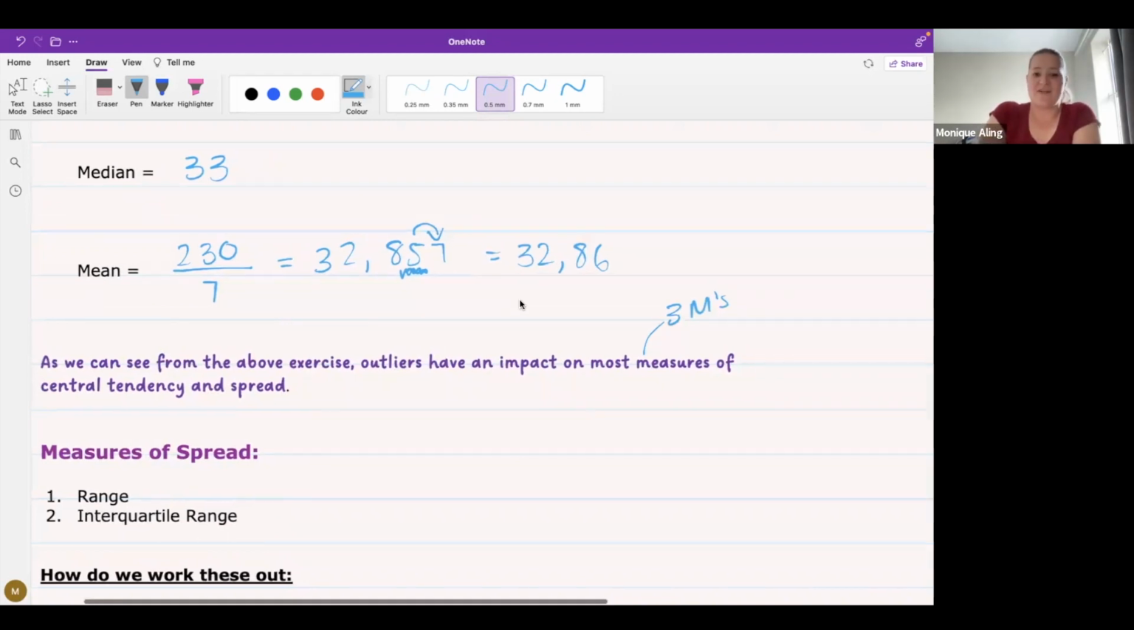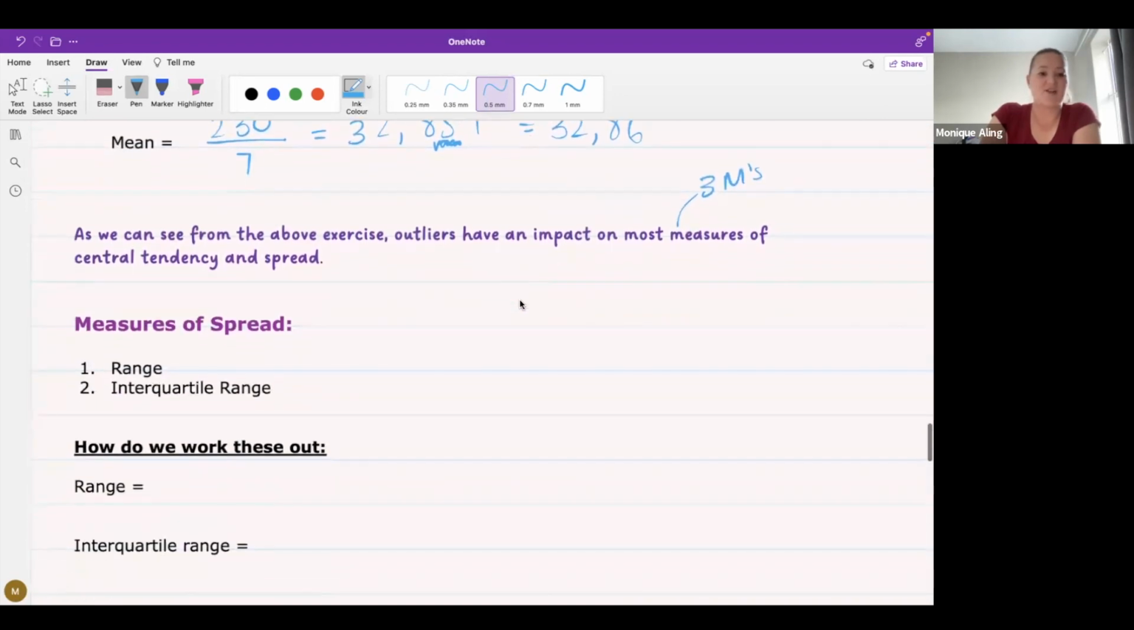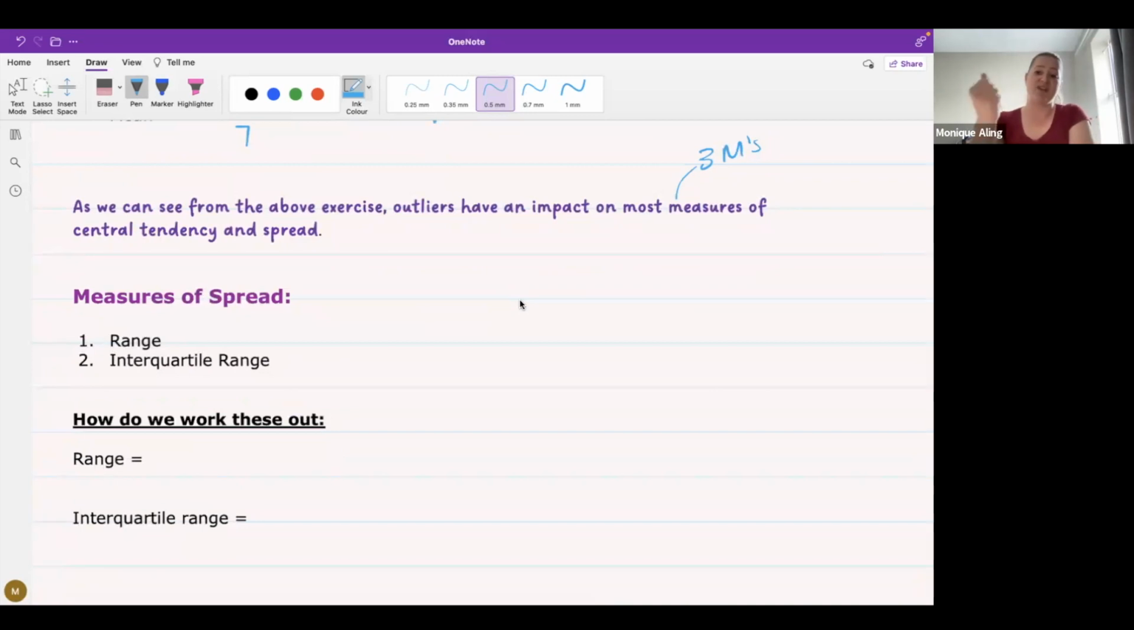Now let's have a look at range. We haven't had a good look at that one yet. So we've got measures of spread. We've just dealt with measures of central tendency. Now we have measures of spread. Our measures of spread include our range and our interquartile range. Interquartile range is often abbreviated as our IQR, interquartile range.